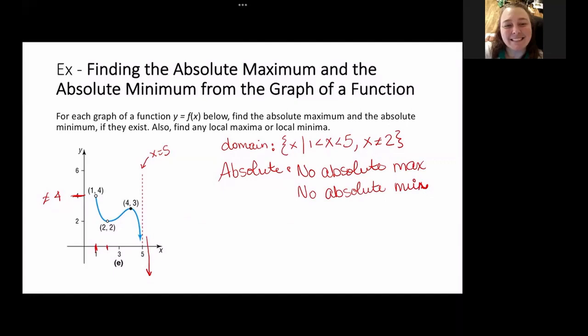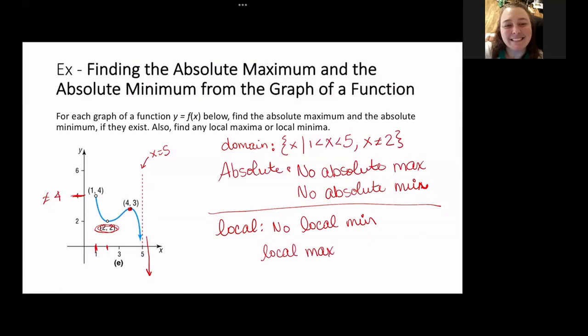Okay, now, no absolutes, but what about locals? Okay, well, I have a bottom here, but we never actually reach that. So there's no local min. I'm having problems writing the word min today. Okay. We've got a top of the mountain here. So I have a local max at that bump at the top of the mountain where x equals 4.